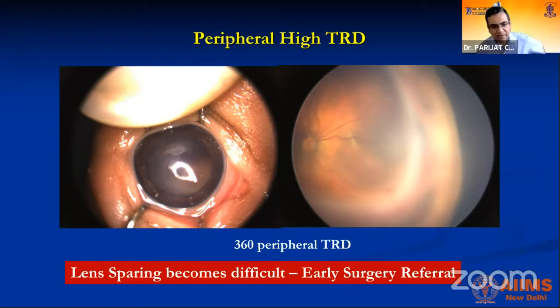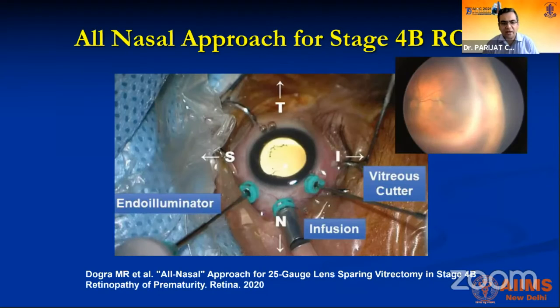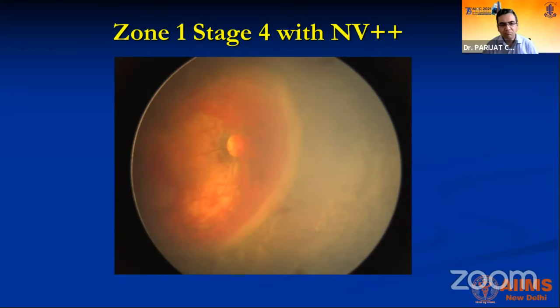And you see here it's come behind the lens, and the height of the TRD is so much that you can't do a lens sparing surgery. Professor Dogra has popularized this all nasal approach for cases with stage 4B ROP. This is a screenshot from his paper, where he advocates all nasal approach, especially if you've got a stage 4B temporal TRD, where you can go through the nasal route, and this allows instrument access and you can relieve the traction, and these babies can have a good outcome. So this can be tried if you are ending up with stage 4B ROP.